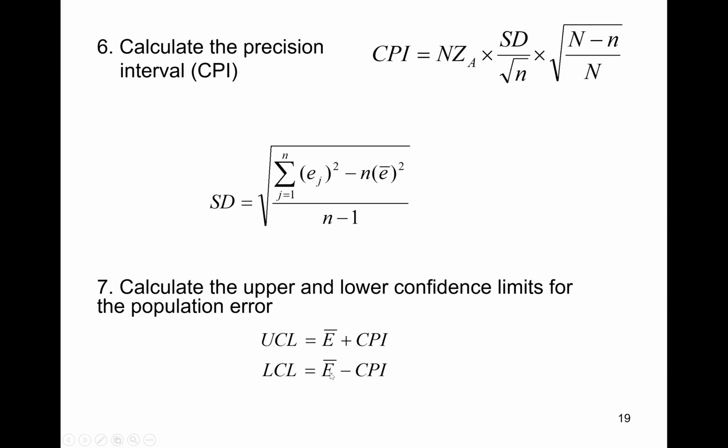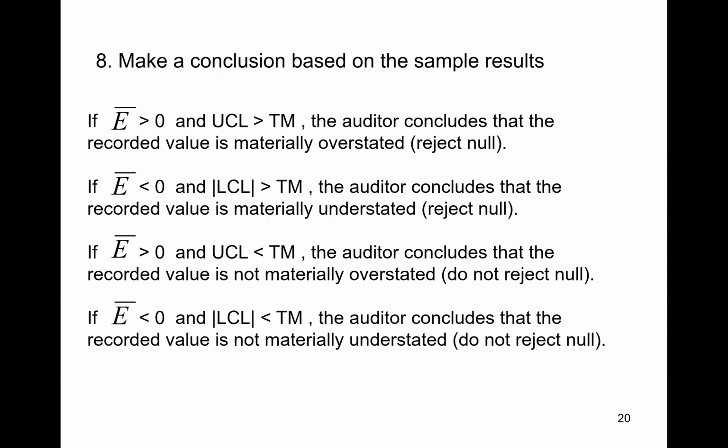So this becomes relevant if E bar is negative, right? Then you are concerned with the largest likely negative misstatement. But if you're dealing with overstatements, then it's the upper confidence limit, right? The largest likely overstatement. Okay, so those are the UCL and LCL.